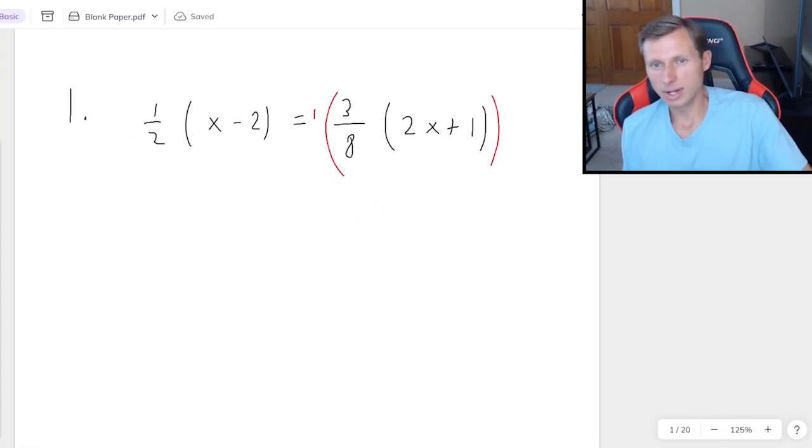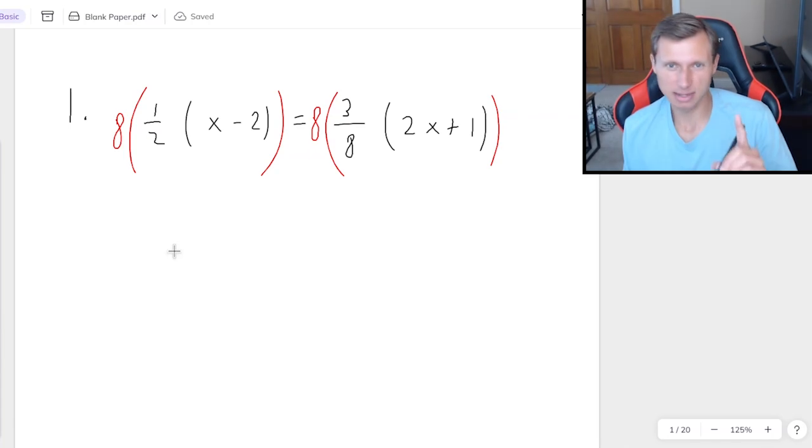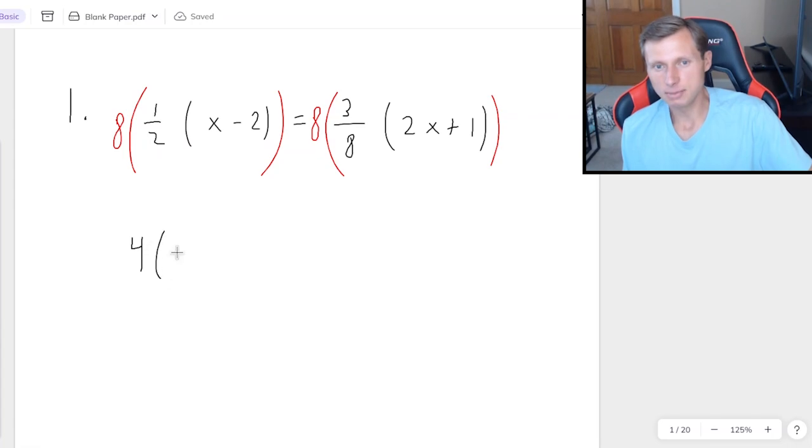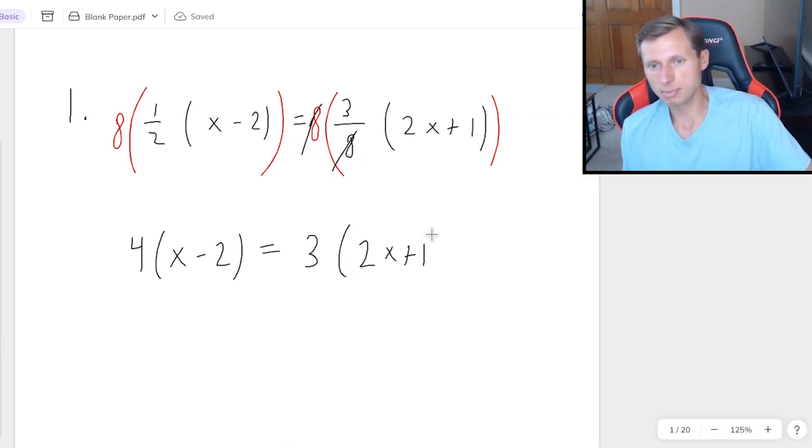So I'm multiplying the right one by 8 and I'm multiplying the left one by 8 as well. Not 2, has to be the same number. So then I ask myself, what's 8 times 1/2? That's going to be 4 times the quantity x minus 2. And no, you don't distribute the 8 to the x minus 2. You just have to take care of it with the 1/2. And then that's equal to 8 times 3/8. Well, the 8's cancel, and I'm left with 3 times the quantity, 2x plus 1.